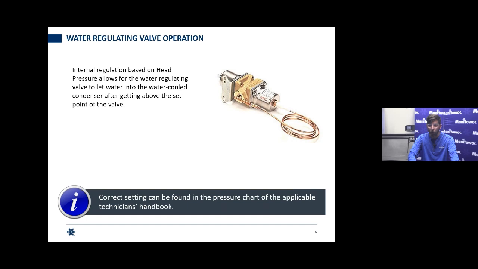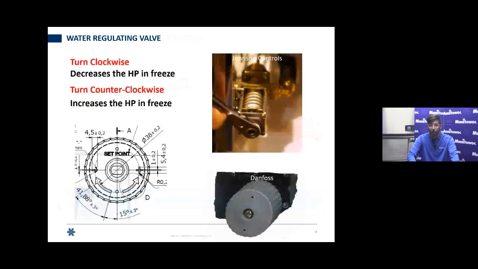It's going to give you a range with this, and with a water regulating valve, you can set it. So the key there is you're going to want to go right to the middle of that range. If you have a 310 PSI to 320 PSI range, you must be working on one of our 410 systems, but go ahead and try to get that head pressure right to 315. Again, the correct settings can be found at the back with the pressure charts of the applicable tech handbook that you're working on.